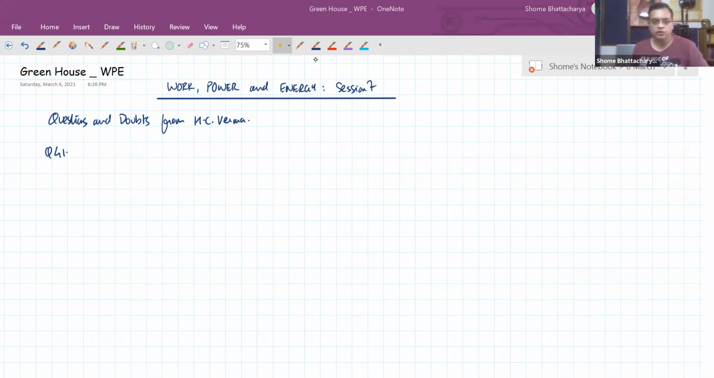So let's start with question 41. I'm just putting the data of the question on the board. A block of mass 5 kg is suspended from the end of a vertical spring, which is stretched by 10 centimeters under the load of the block.